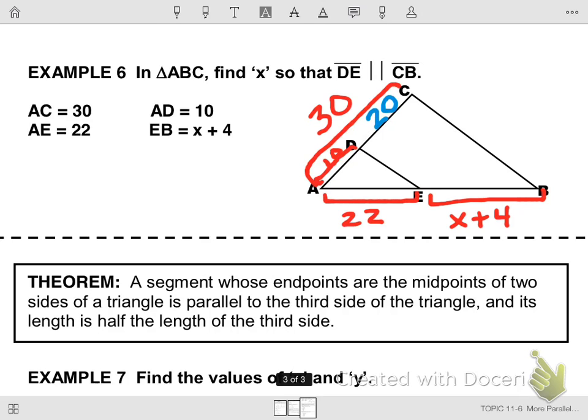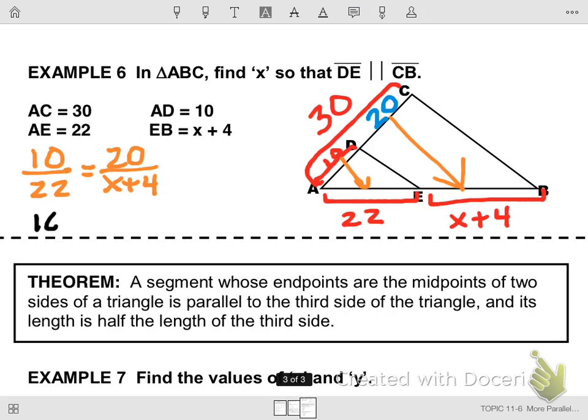So now we have enough information to set up the proportion. And I'm going to do 10 to 22, and then I'm going to do 20 to x plus 4. So 10 to 22 equals 20 to x plus 4. If I cross multiply, I'm going to get 10 times x plus 40 equals 440.